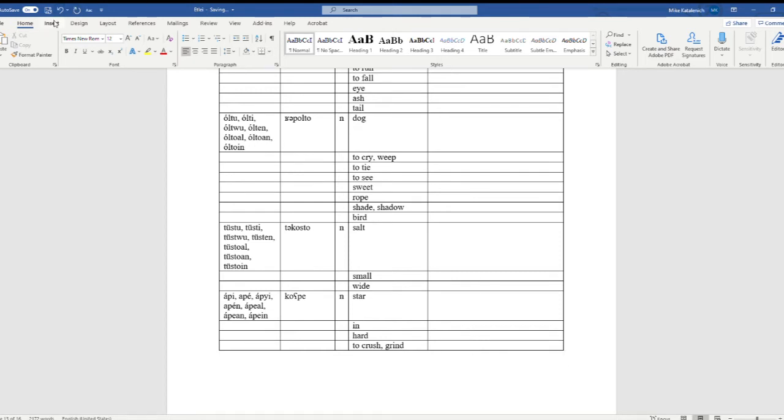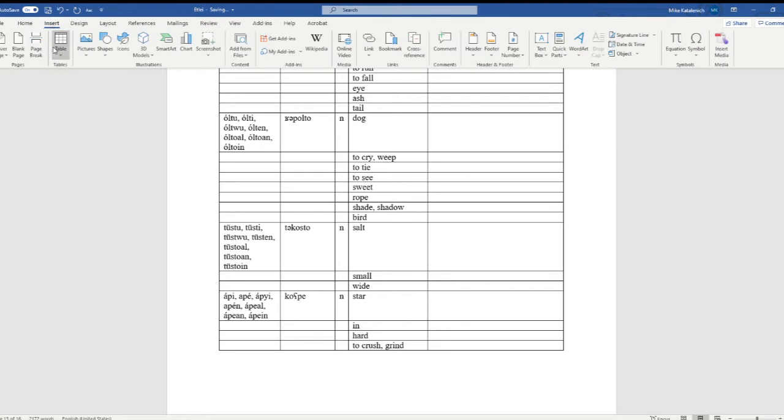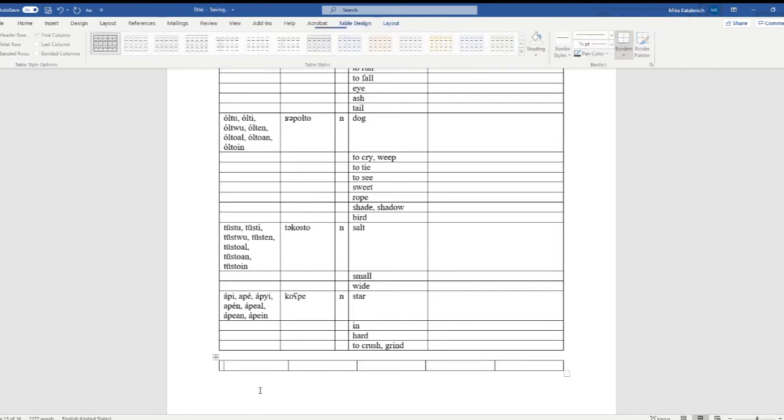Insert table 5 kernels. Bird. Okay. What sound is bird in my language? Let's see. It's a good bird sound. I'm feeling like a t sound.